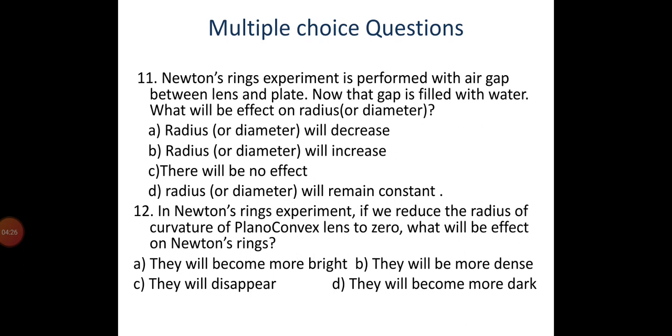The next question: in Newton ring experiment, if we reduce the radius of curvature of the plano-convex lens, that is capital R, equal to 0, then what will be the effect on Newton rings? They will become more bright, they will become more dense, they will disappear, or they will become dark.